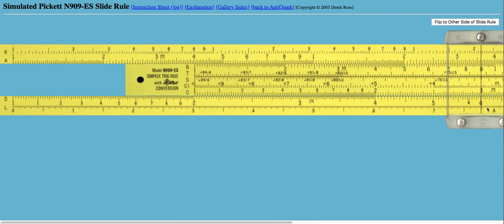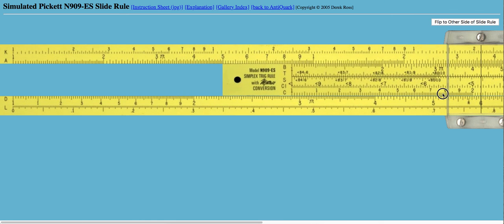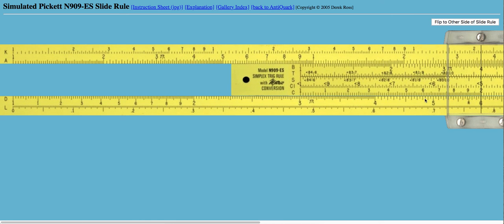Division works the same way. If we did 6 divided by 3, we could line our 3 up with the 6 and then find where the 1 is on this scale, and 6 divided by 3 is going to give us 2. If we want to do 6 divided by 2, we could slide the 2 over to the 6, and then 6 divided by 2 gives us 3.